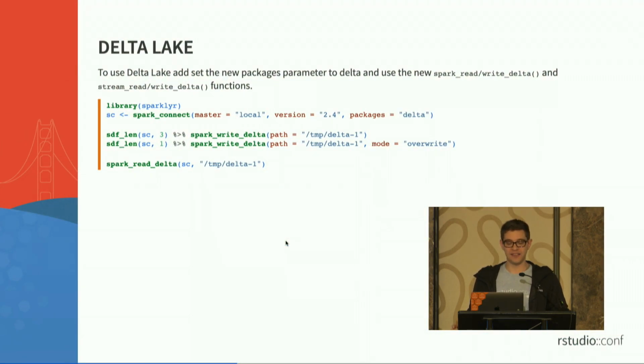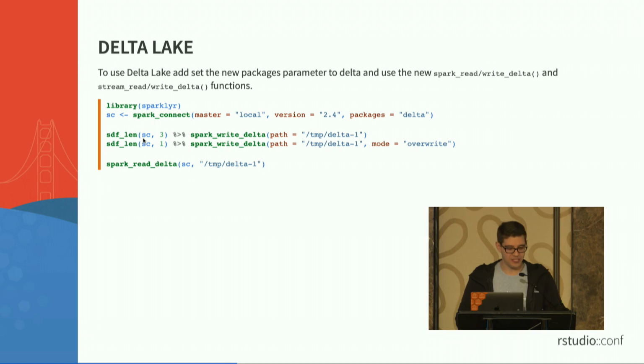So how do you use Delta Lake from R? You need to load the sparklyr package, and then you connect as usual. But there's a new parameter called packages. So you want to specify packages equals Delta. And then you basically use the functions to read and write data. You say spark write delta, and you write a data frame.